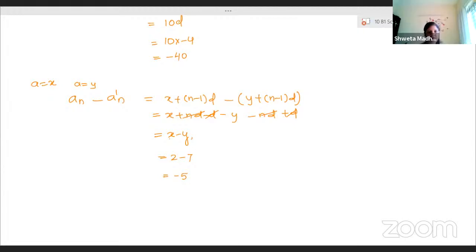So you have 3 or 4 questions left out. You can complete them at home. So tomorrow onwards, we will solve the sum of an AP.